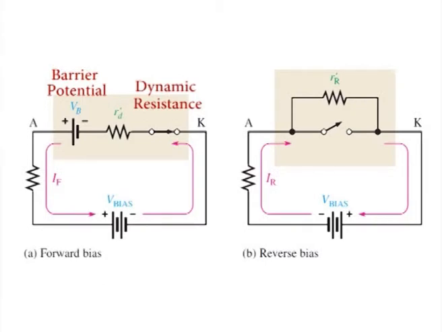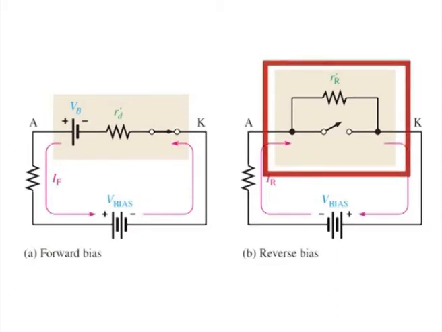But when the diode is reverse biased, it acts as an open switch in parallel with the large internal reverse resistance. The barrier potential does not affect reverse bias, so it is not a factor.